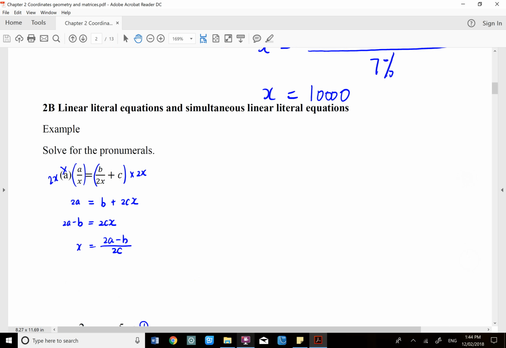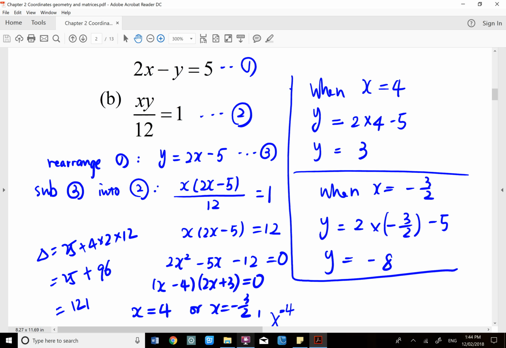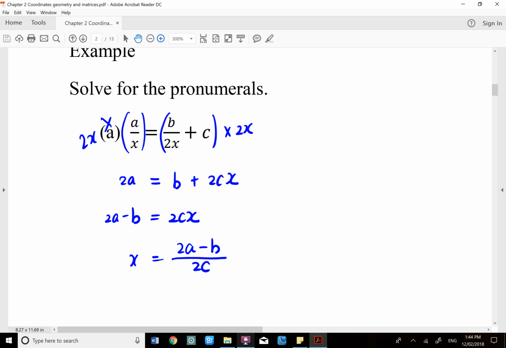Okay, this one. For this question, I feel like students are not good at solving equations without numbers. Okay, so solve for polynomials. Well, solve for X and Y. I should change that. Just solve for X and Y. So treat A, B, C as numbers.